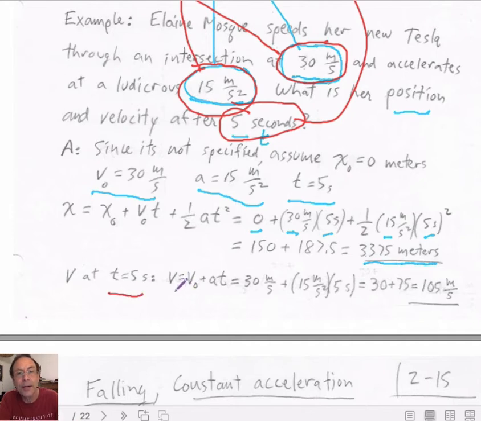So you wrote it down, and now we start plugging it in. So we have V equals V0 plus AT. Here's V0, 30 meters per second. Here is the acceleration. Here is the time. And you do the math, and you get the answer, 105 meters per second.